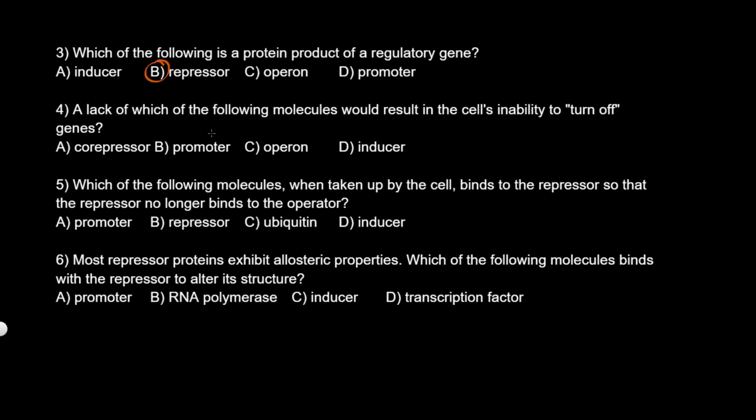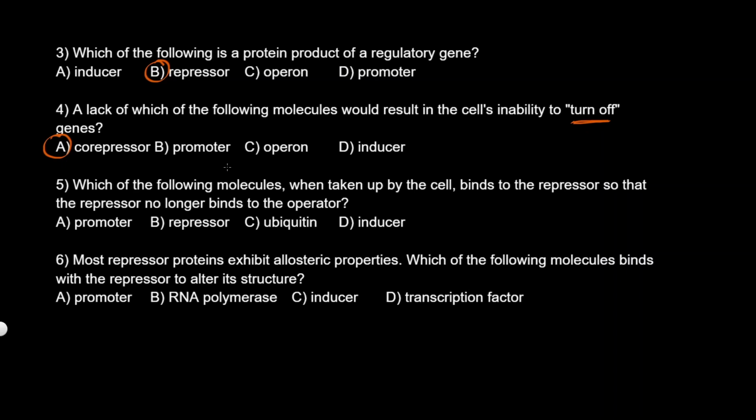Number 4 would be a lack of which of the following would result in cells' inability to turn off genes. If you don't have this, there's no way to turn the genes off. There will be some kind of repressor because repressor turns it off. And the only repressor here is co-repressor. So what is the example of co-repressor? Tryptophan. Tryptophan will bind to the actual repressor, which will activate it and represses the whole synthesis of mRNA.